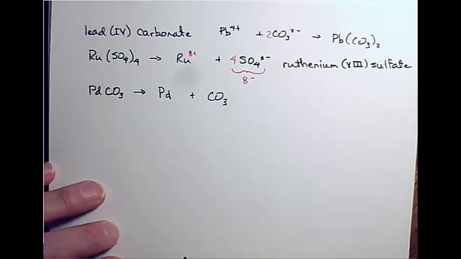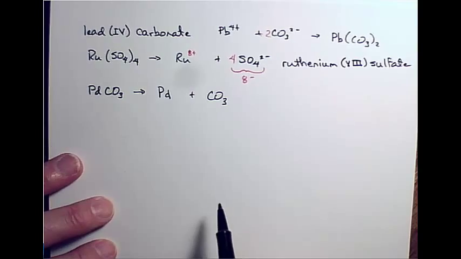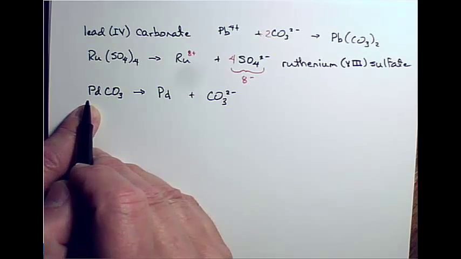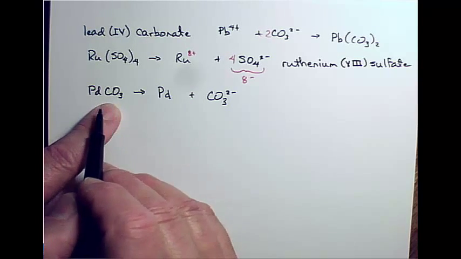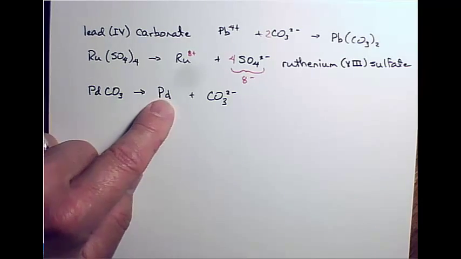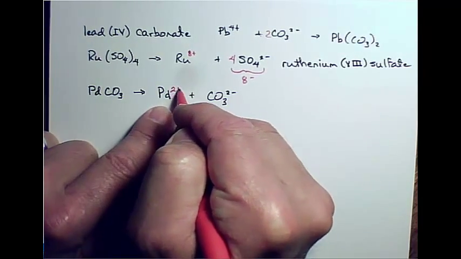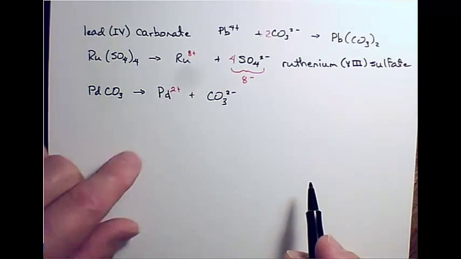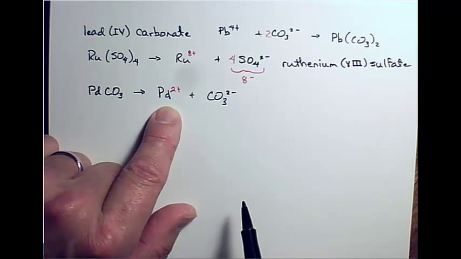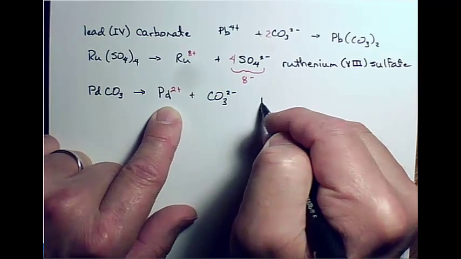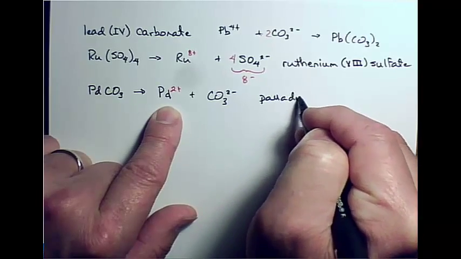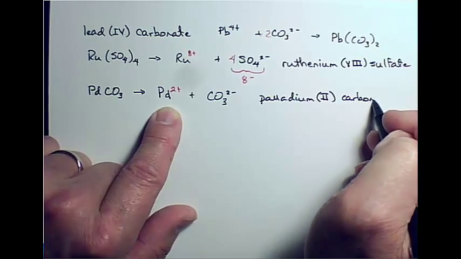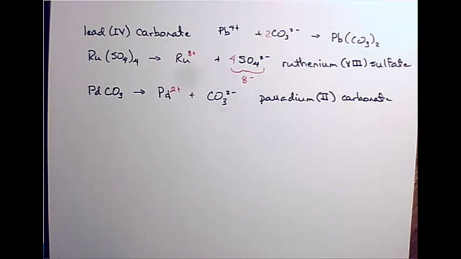Now, if you look on the common ions list, you should be able to find the charge on that carbonate. 2 negative. This formula shows only 1 PD, palladium, and only 1 carbonate. So what charge must there be on this PD? 2 plus. Does palladium have more than 1 potential oxidation number? Then we must name it with the Roman numeral. You got me? So this is going to be palladium 2 carbonate. Got it?